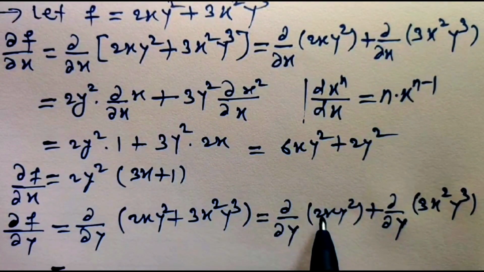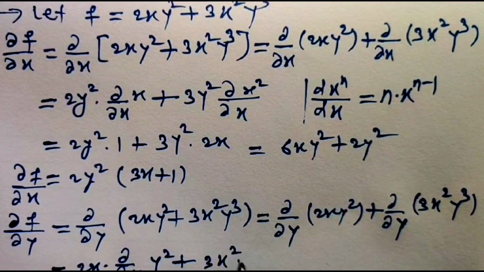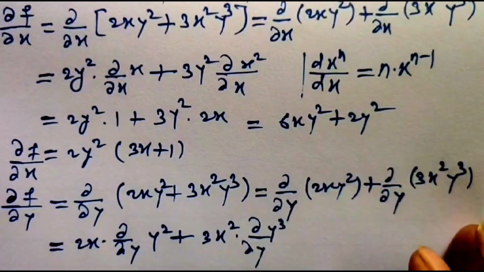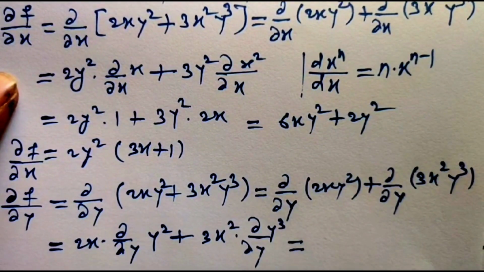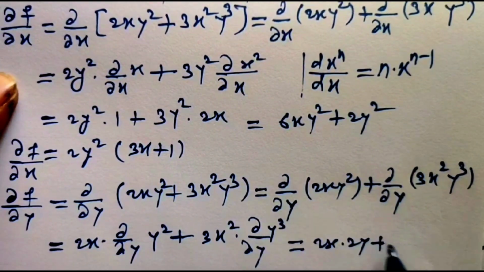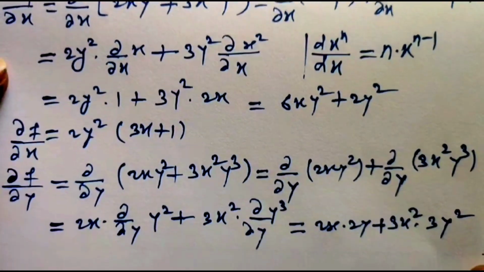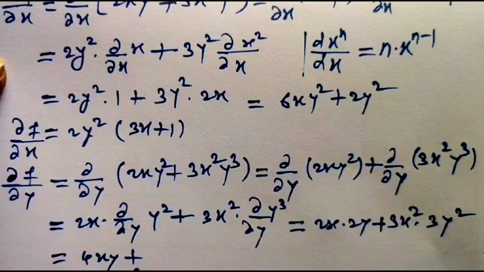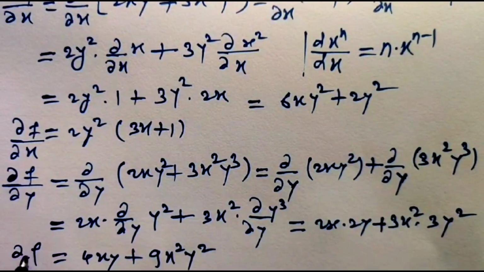So 2x becomes a constant coefficient. 2x into partial derivative with respect to y of y square plus 3x square is a constant coefficient, partial derivative of y cube with respect to y. Derivative of y cube with respect to y is 3y square, and here the derivative of y square with respect to y is 2y. So this is equal to 2x into 2y plus 3x square into the derivative of y cube, which is 3y square, and after simplification this is equal to 4xy plus 9x square y square. This is the partial derivative of f with respect to y.